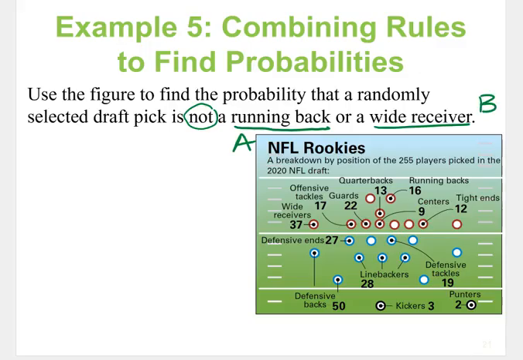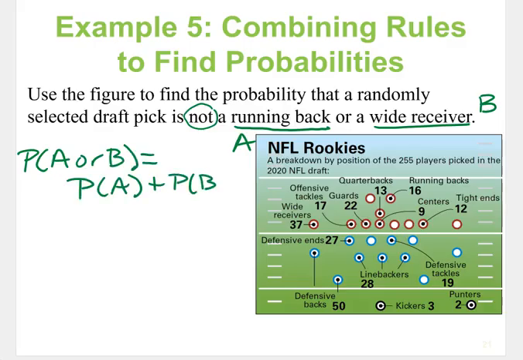All right, can someone be drafted as a running back and a wide receiver at the same time? They cannot. You are drafted for a certain position. So if I want to find the probability of A or B, I would just take the probability of A plus the probability of B. And that would tell me that. So let's find that out.